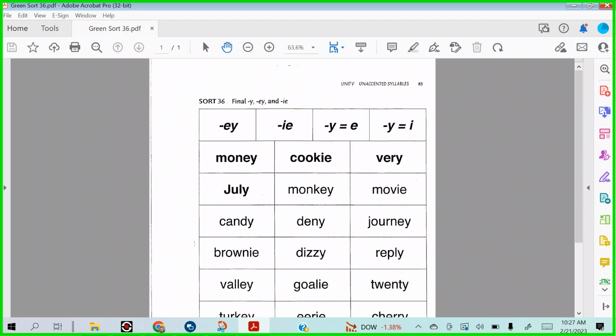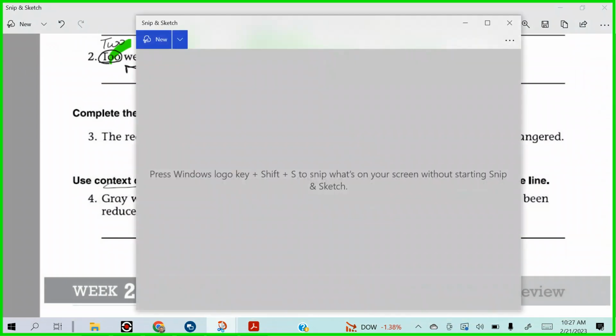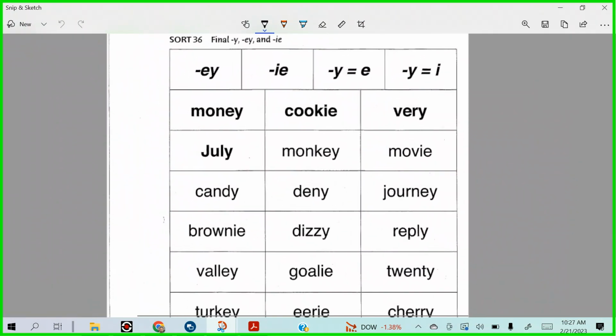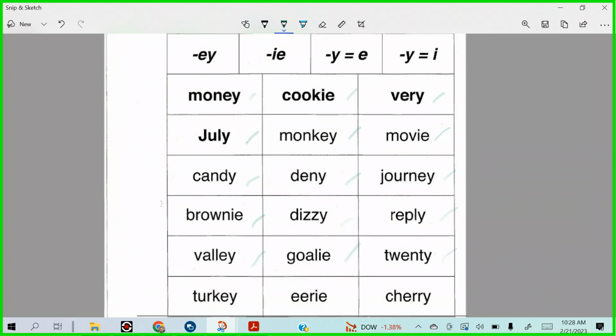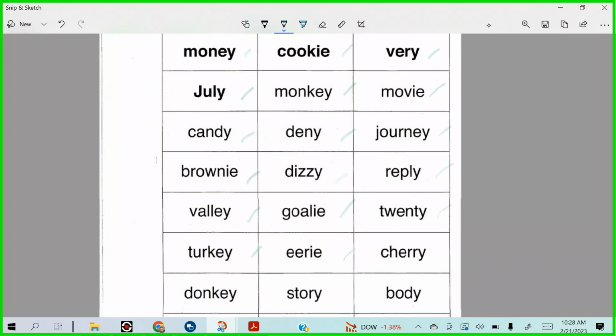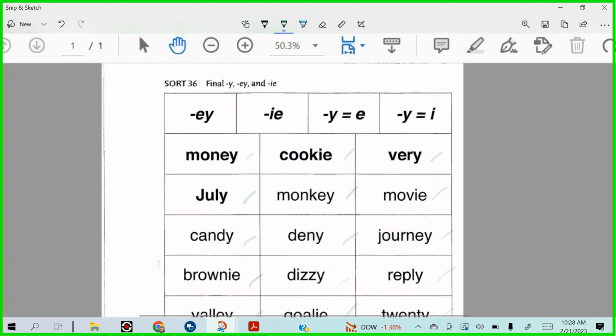So I'll read out all the words first and then we'll go through the word sort together. All right, so we have money, cookie, very, July, monkey, movie, candy, deny, journey, brownie, dizzy, reply, valley, goalie, 20, turkey, eerie, cherry, donkey, story, body, volley, pinky, and berry.